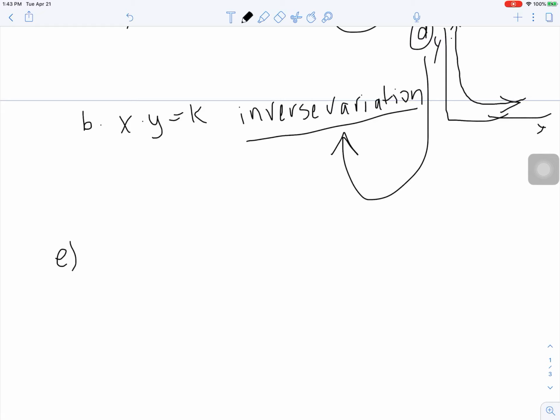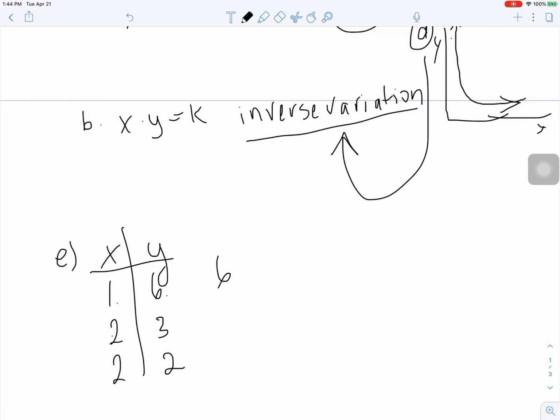Okay, so E is asking you the next question. I'll read this: determine if the variables in table 1 and 2 are inversely proportional, and describe how you made that explanation. So I'm going to draw this up so we can work our way through this. X, Y, right? So we have a 1 and a 6. We have a 2 and a 3. We have a 3 and a 2. Easy test. 1 times 6 is 6. 2 times 3 is 6. 3 times 2 is 6. So is this one? Yes, it's inversely proportional.